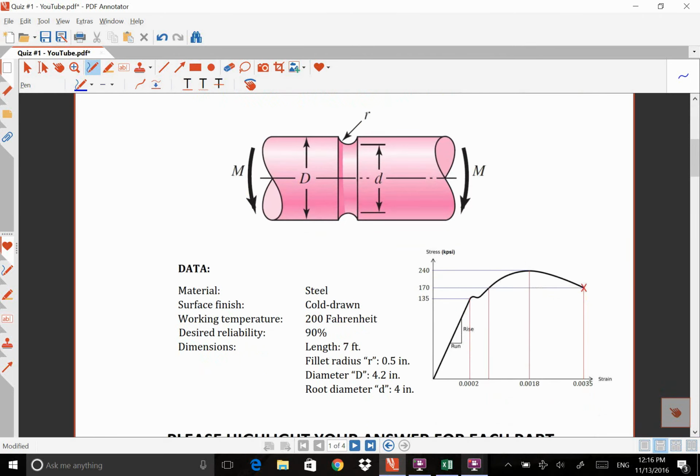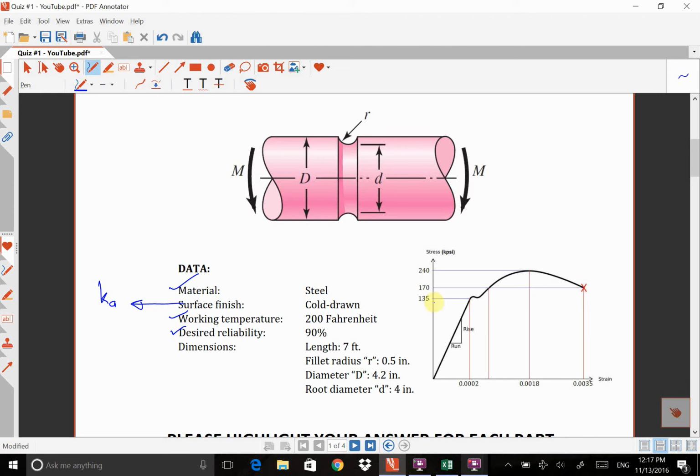In this graph, a couple of pieces of information are given to us. The material is steel. The surface finish is cold drawn, so this one will be used for finding the first Marin factor, ka. Working temperature, again, this is for a Marin factor. Desired reliability, for a Marin factor. Dimensions can be used for different cases.